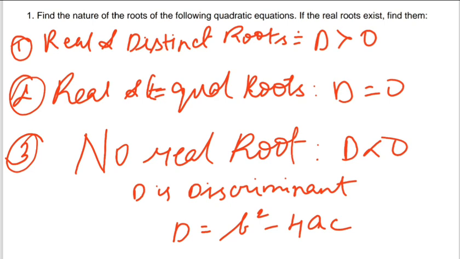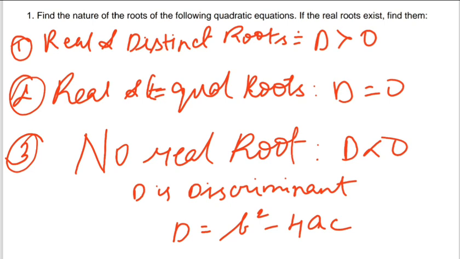I'll explain the first condition, real and distinct roots. Then the condition will be discriminant is greater than 0. Real and distinct roots means both the zeros are different from each other, like 1 and 2, or 2 and 3. For this condition, the discriminant is greater than 0. The formula of discriminant is b square minus 4ac. You will understand well while solving the questions.